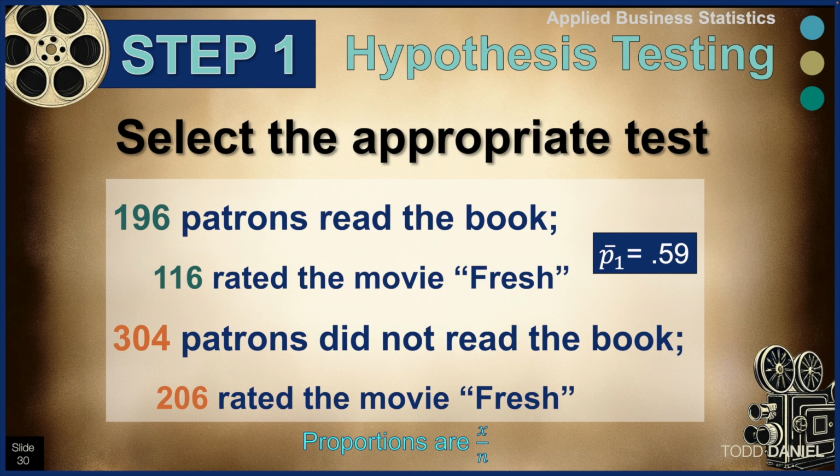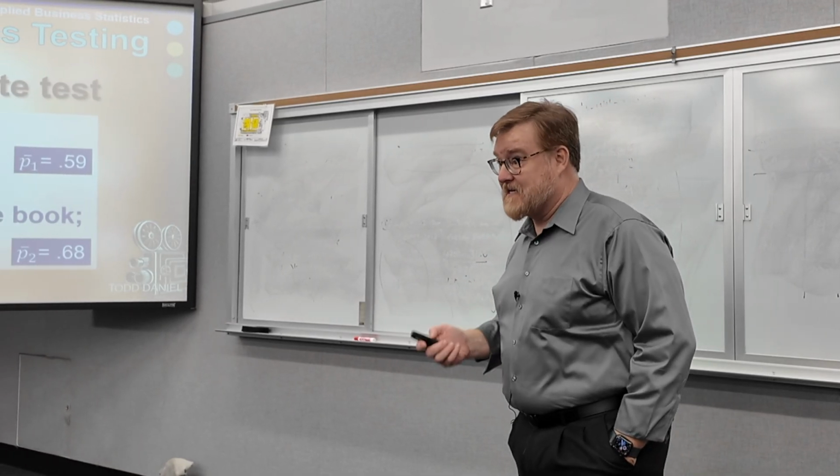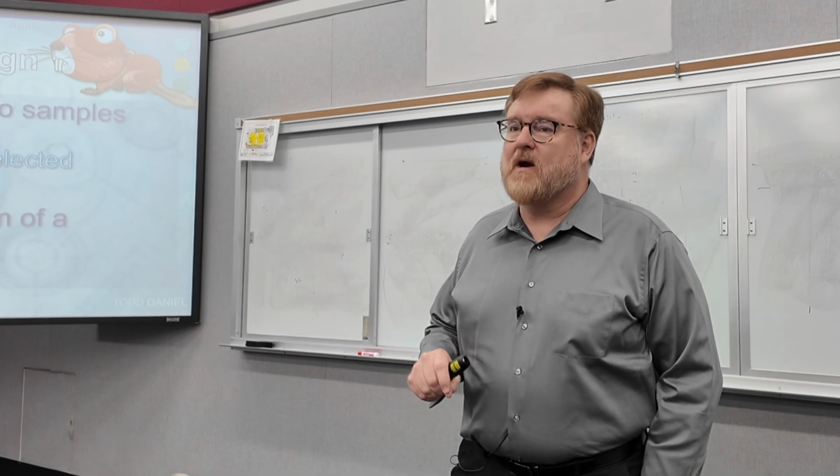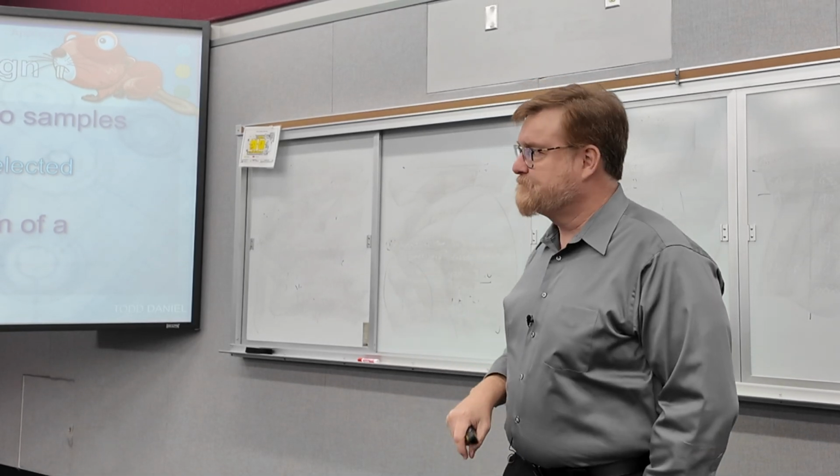The second population is those who did not read the book. We got a sample of 304 of those patrons who did not read the book. 206 of them rated the movie fresh. 206 divided by 304 gives us a proportion of 0.68, or 68%. 68% is different than 59%, but is it statistically significantly different? To answer that question, we're going to need to use a proportion test.